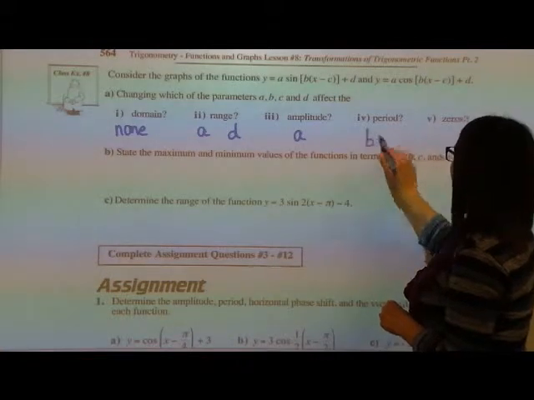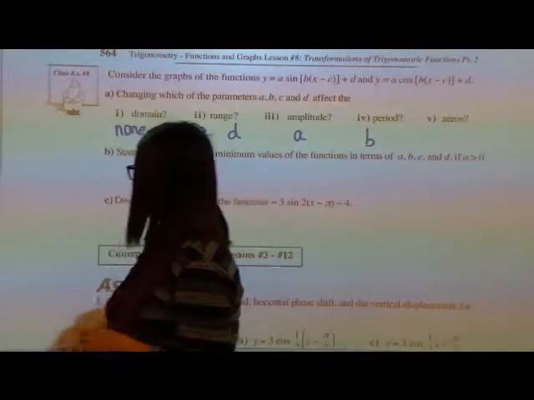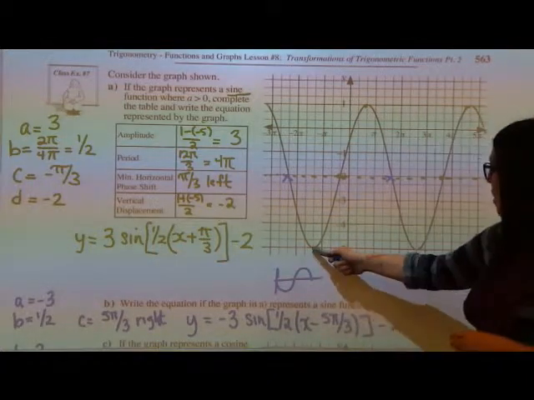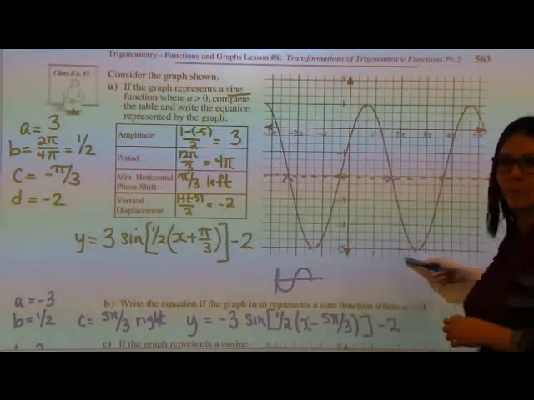B. Does A affect the period? If I do a vertical stretch, does that affect it? Well, when it's reflected, doesn't that change the period? No, because if I look back at this, if I was going from minimum point to minimum point, this would still be a period of 2 pi.